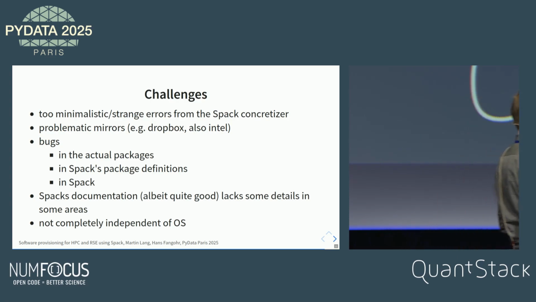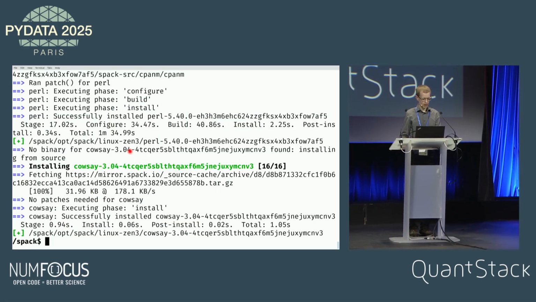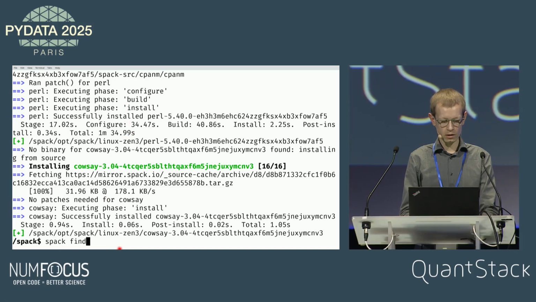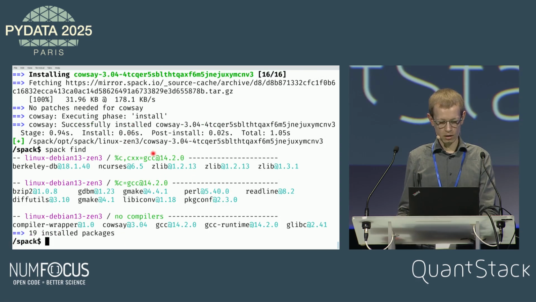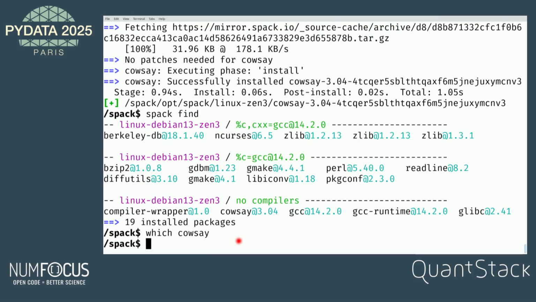Now I promised I would show cowsay in the end, so let's jump back to the command line. Installation has indeed finished; cowsay is the last package. Let's run another spack find to see what we have. We have a lot more now, and down here is our cowsay. I also need to prove that we didn't have any before, so if we do a which cowsay now, there's nothing.